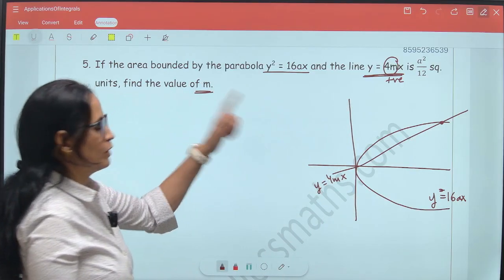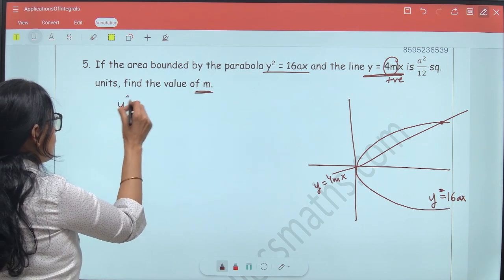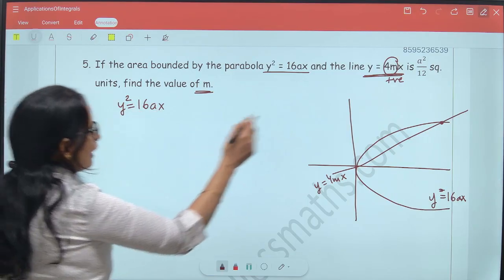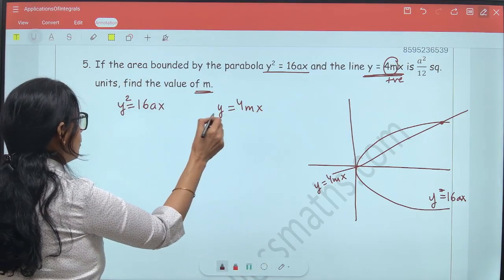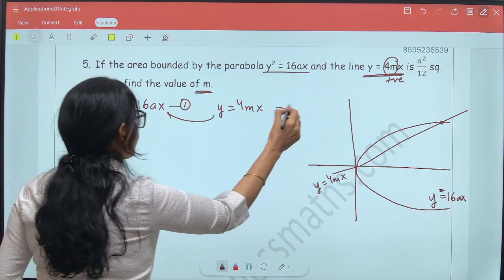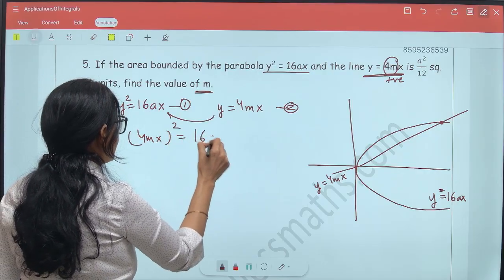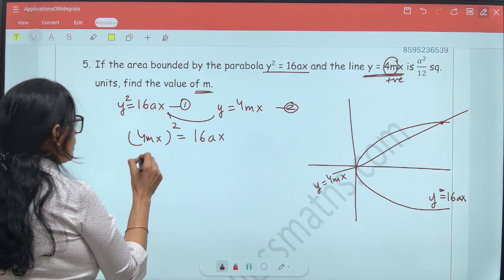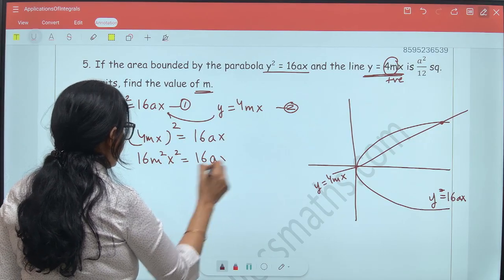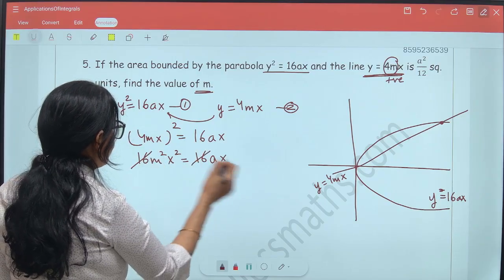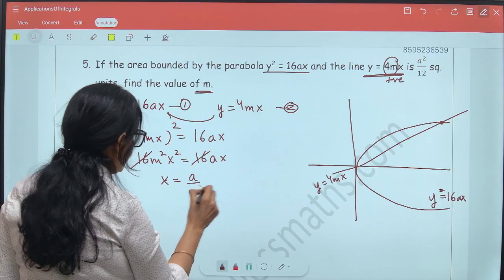So let's focus on finding this point of intersection. We need to solve these two equations algebraically. Now the first equation says y square is equal to 16ax and the second equation is y equals 4mx. If I substitute y into the first equation, I get 4mx whole square equals 16ax. Square is 16, m square x square equals 16ax. 16 gets cancelled, one of the x also gets cancelled. So I have x equals a upon m square.